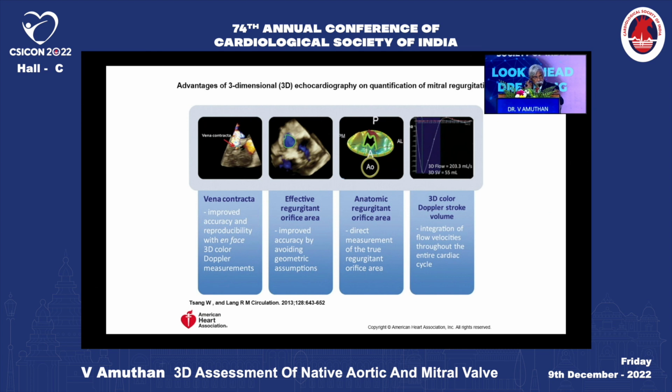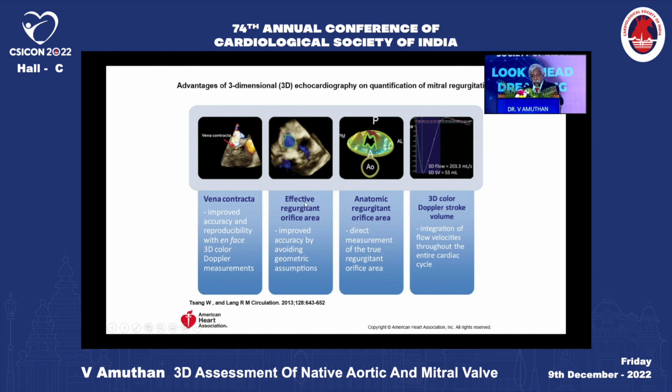Now, in the morning I was showing you the cases of mitral stenosis. So we will concentrate on cases of mitral regurgitation. In mitral regurgitation, 3D techniques allow you to identify the vena contracta. There is improved accuracy and reproducibility with the en face view of the 3D color Doppler technique. This is very useful during your interventions, MitraClip and other applications. You can have that.